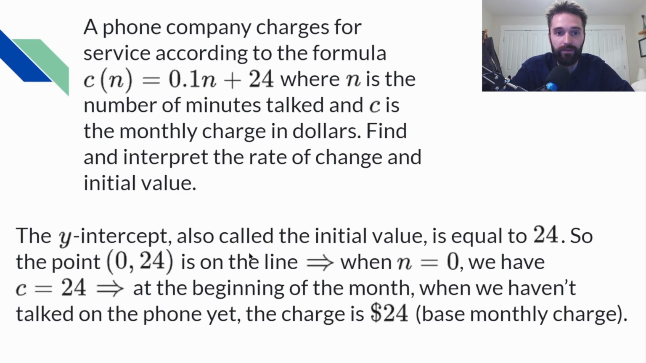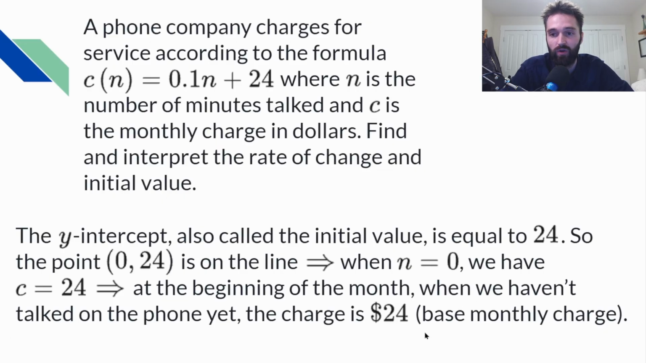The y-intercept, also called the initial value, is equal to 24. So the point 0, 24 is on the line, which implies that when n equals 0, we have c equals 24. All right? At the beginning of the month, when we haven't talked on the phone at all yet, the charge is $24. Okay, so that's why it's called the initial value. It's at the beginning of the month when n equals 0.